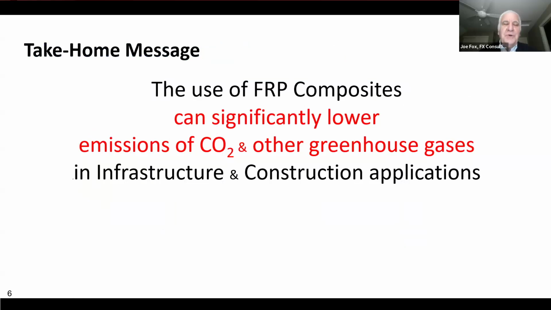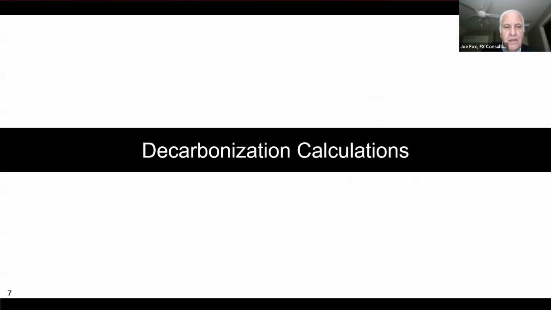So I told you I'd tell you my take-home message at the end, but I'm going to show it now, and I'm going to show it repeatedly during my presentation. My take-home message is very simple: the use of FRP composites can significantly lower emissions of carbon dioxide and other greenhouse gases in infrastructure and construction applications. You're going to see that that's true for cradle to gate. It's also true for cradle to grave. So let's jump into some decarbonization calculations and examples.